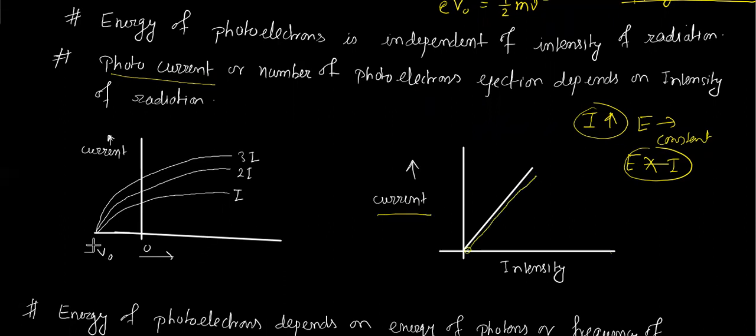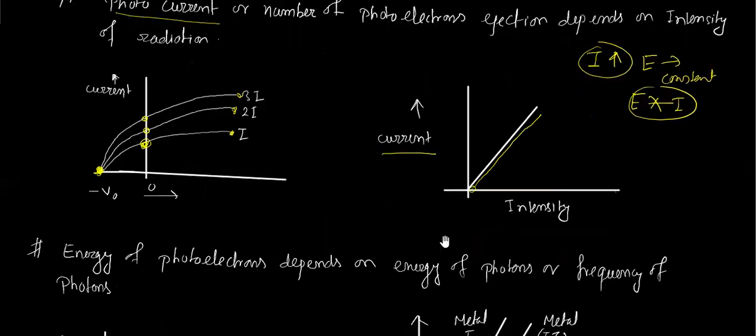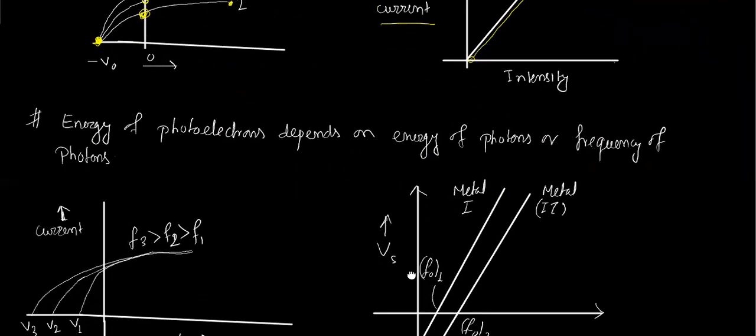And here we can see that for different intensities, the stopping potential is the same. That means the stopping potential also does not depend on the intensity. But you can see here that the value of current increases for increasing values of intensity. And this is just a recall.